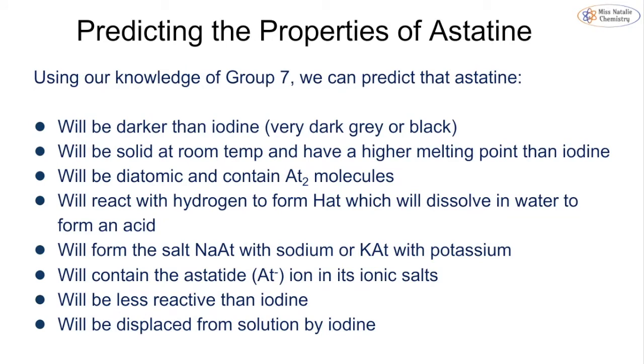So we can then use that information to predict the properties of astatine. Astatine should be darker than iodine. It should be a solid at room temperature. It should be diatomic and will react with hydrogen to form HAt, and that should dissolve in water to form an acid. It should be able to form ionic salts with the alkali metals. They should contain astatide ions, which should be At-. It will be less reactive than iodine, and it can be displaced from solution by iodine, and it will not displace anything else because there is nothing below astatine on the periodic table in the halogens.